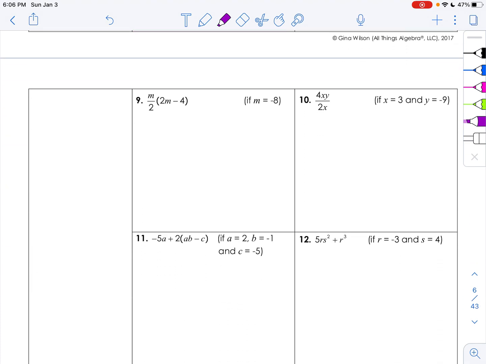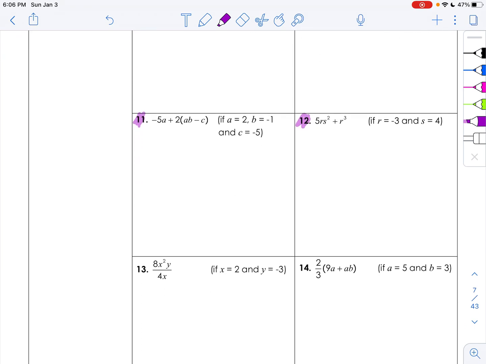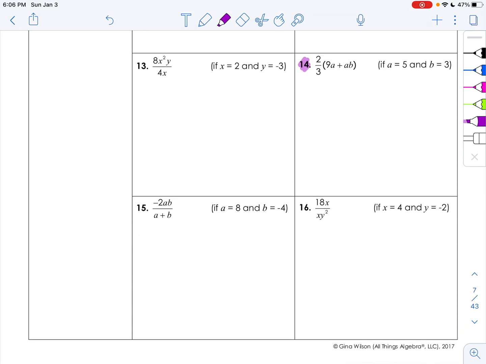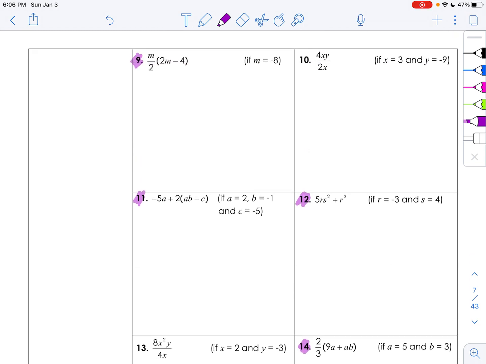And then on your next page, I want you to highlight number 9, 11, 12, and 14, 15, and 16. I want to take a look at numbers 10 and 13 with you.